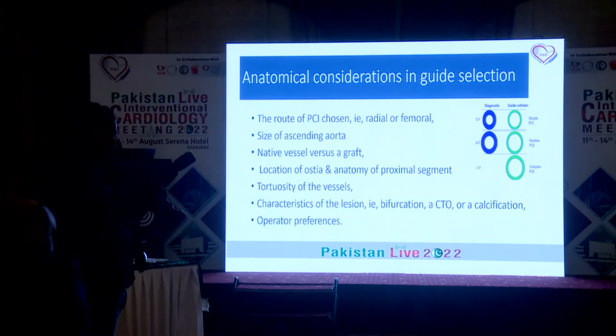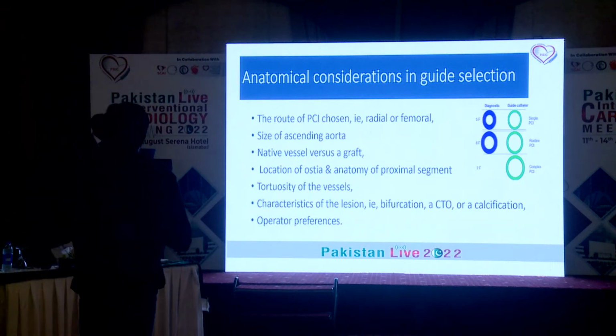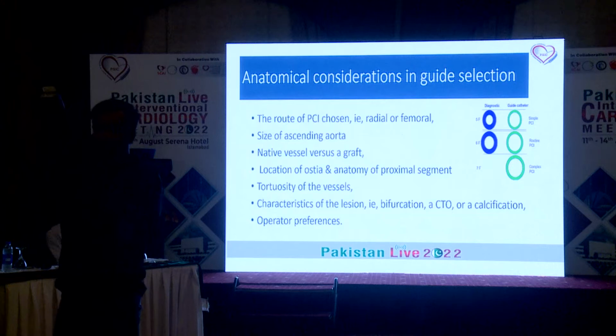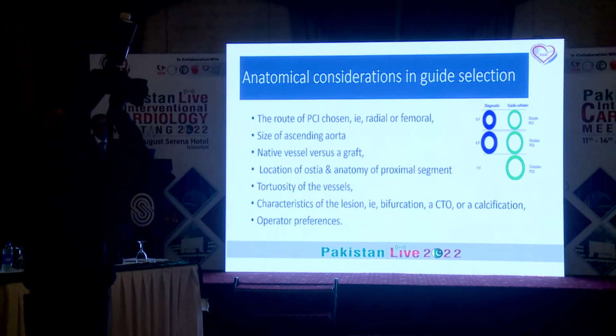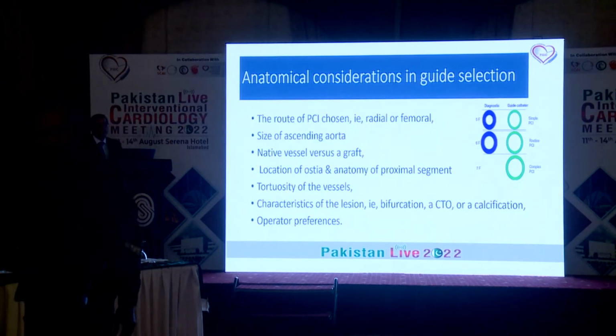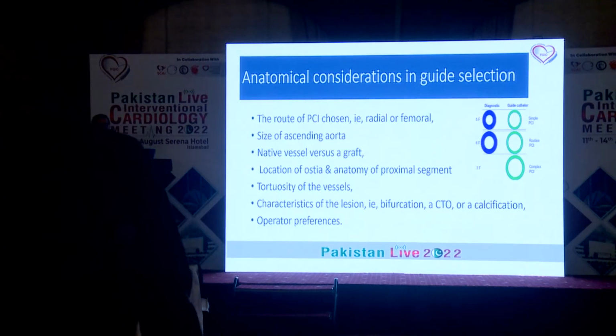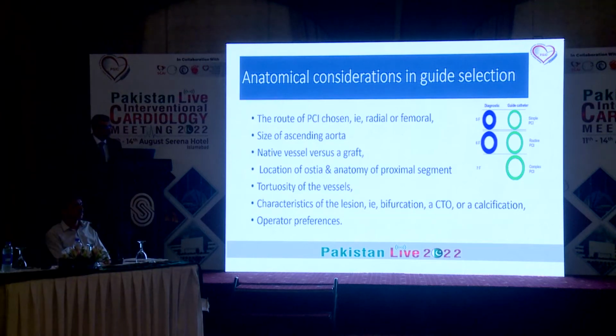Anatomical considerations in guide selection: the route of PCI is very, very important, whether you are going radial or femoral. When you are going femoral, you increase the size of the guide by 0.5. For example, if you are taking 3 in the radial, you'll go 3.5 in the femoral. Then the size of the ascending aorta, not the arch of the aorta, it is the ascending aorta basically. If the ascending aorta is dilated, you'll increase the size of your guide, for example from 3 to 3.5 and from 3.5 to 4.